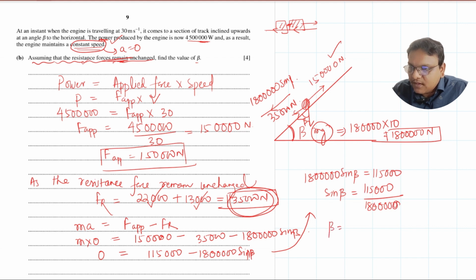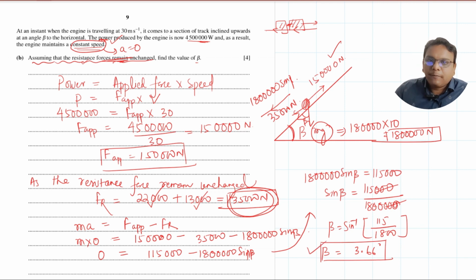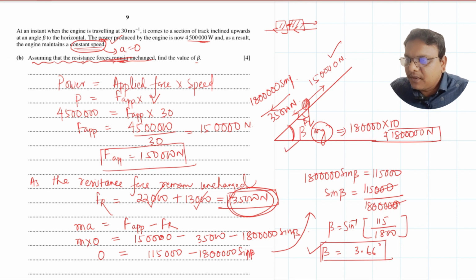So finally beta is equal to sine inverse of this. I think we can cancel the zeros as well, right? So we'll get 115 over 1800. When you put the value in the calculator, check this value, you get 3.66 degree, or we can say 3.7 degree. Got it, everyone? So this is how we can find out this angle beta.